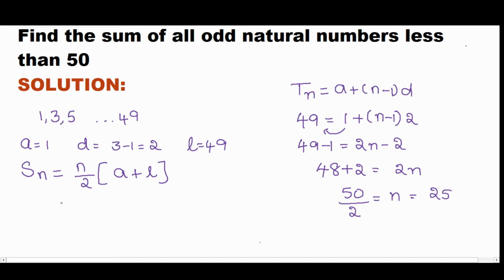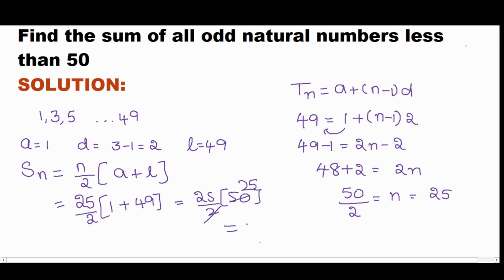So, let me substitute here now. I got n value is 25 by 2, and A value I know it's 1, plus L value is 49. So, how much am I going to get now? 25 by 2, 1 plus 49 is nothing but 50. So 2 ones are 2, 25 twos are 50. So, 25 into 25 is nothing but 625. Therefore, the sum of all the odd natural numbers less than 50 is 625.